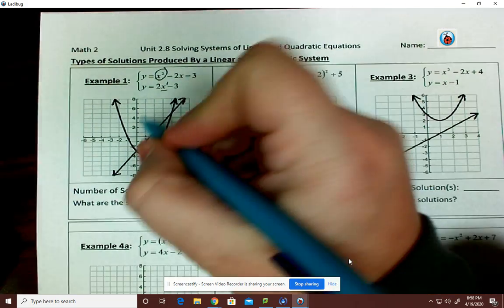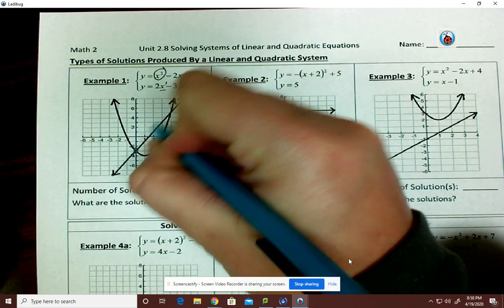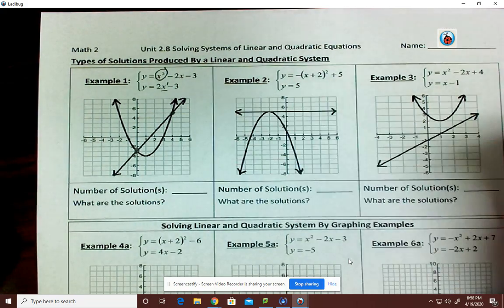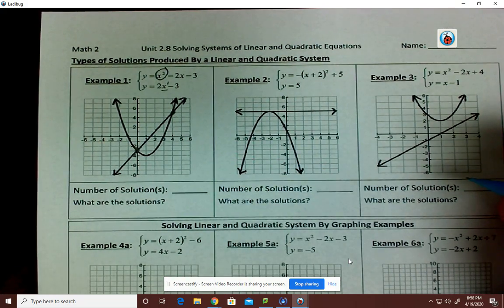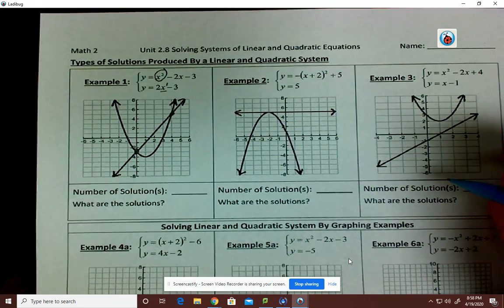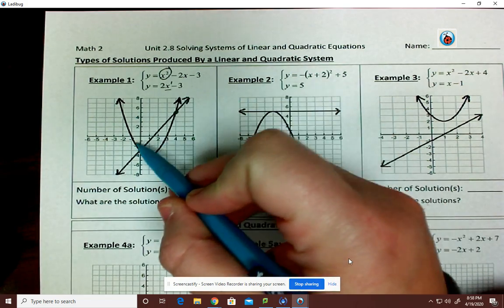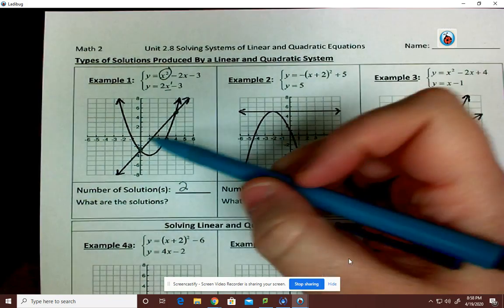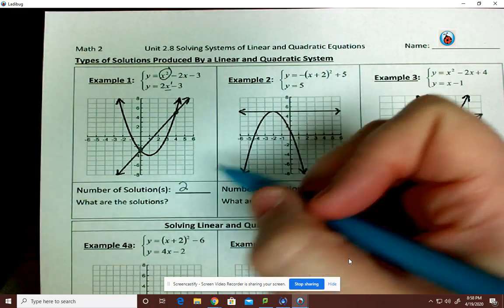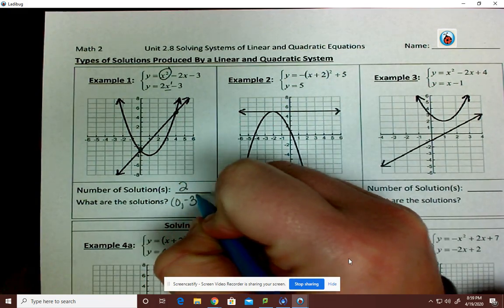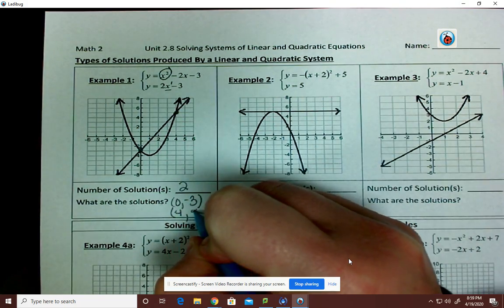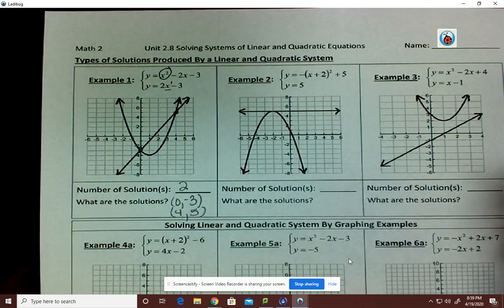In this one, we have 2 solutions because they intersect twice. When we have lines, we can only have one solution, no solution, or infinitely many solutions. So here we have 2 solutions, and what are those solutions? This one intersects here at (0, -3), and then it intersects at (4, 5). So those would be our 2 solutions that we would put for that.